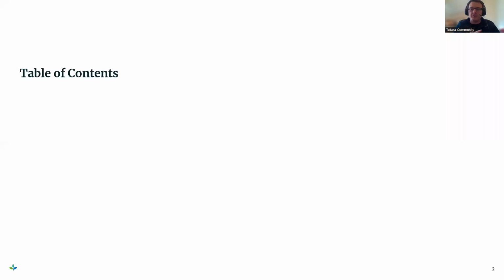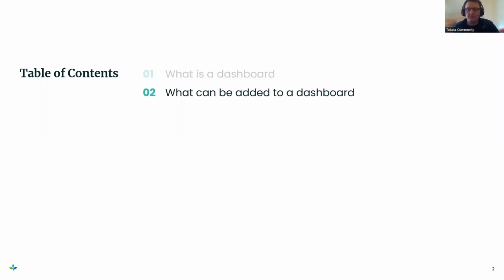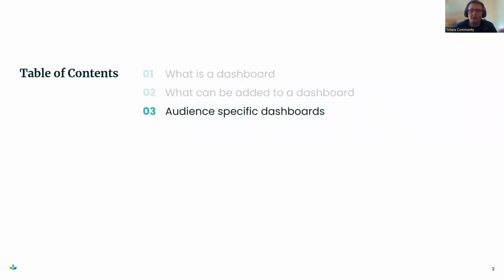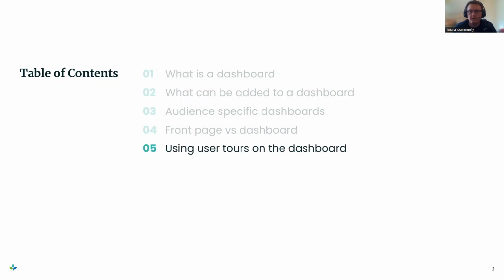What we're going to cover in this webinar: I'll start off by telling you what a dashboard is and showing you a few different examples of what a dashboard could look like. We'll then take a look at what content and blocks can be added to the dashboard. We'll then look at how we can create dashboards for different groups of users in your organization. Then I'll cover the differences between a front page and a dashboard in your community site. And finally, I'll show you how you could use a user tour to show users around your new dashboard.